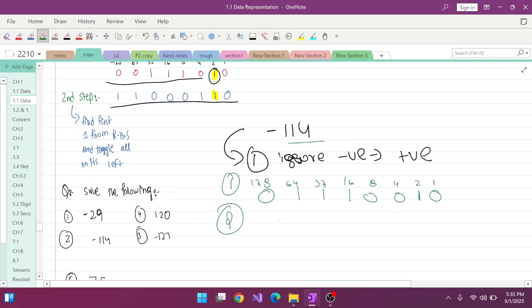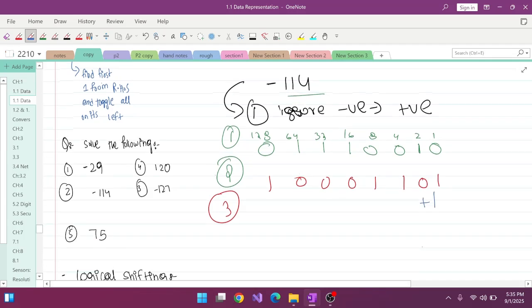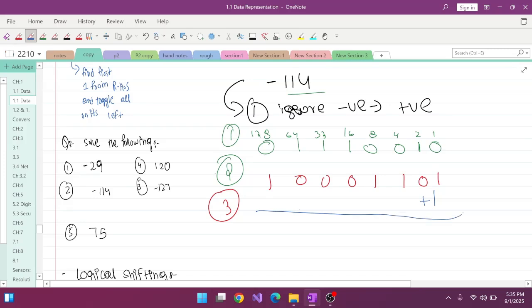This is my second step. The second step is that I will toggle all my bits. So for toggling all the bits, I will write 1 0 0 0 1 1 1 0 and toggle it. The third step is that I will add the 1. After adding the 1, simply use the binary addition concept. If there are two 1s, 1 is carry, 0 is sum.